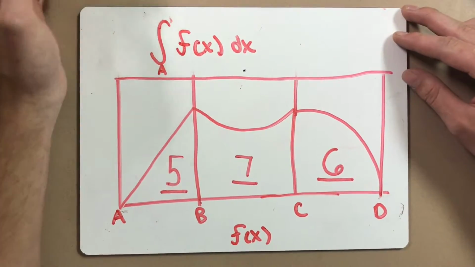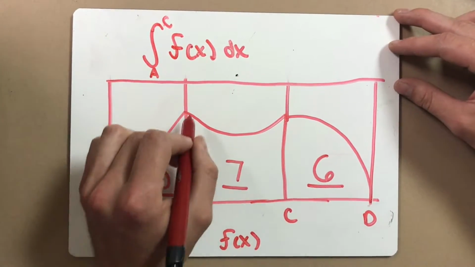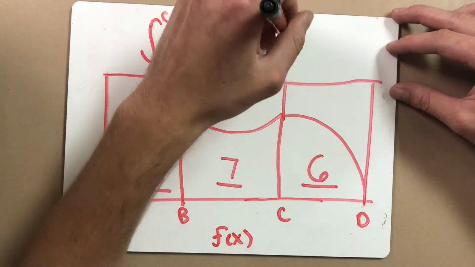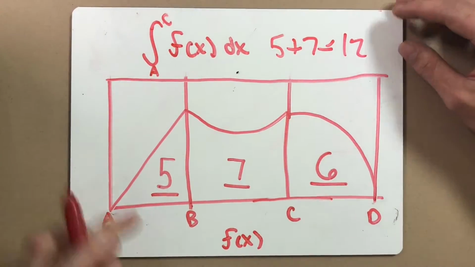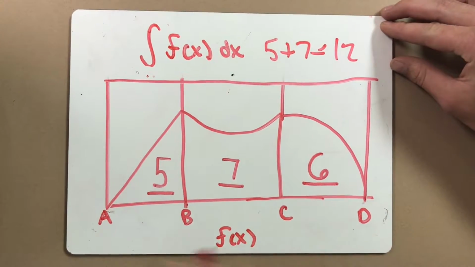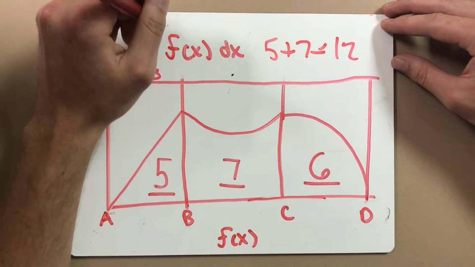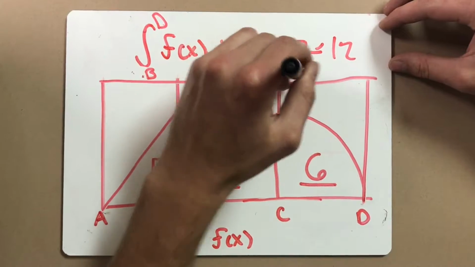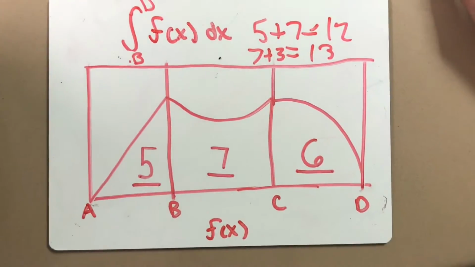And let's say you wanted to do it from A to C, you would just add up the area under the curve of this triangle and then this area here. So it'd just be 5 plus 7, 12. And it'd be the same if you wanted to do it from the back end of the graph. So let's say you wanted to go from B to D, you would just add 7 plus 6, 13. And that's basically the concept of your bounds.